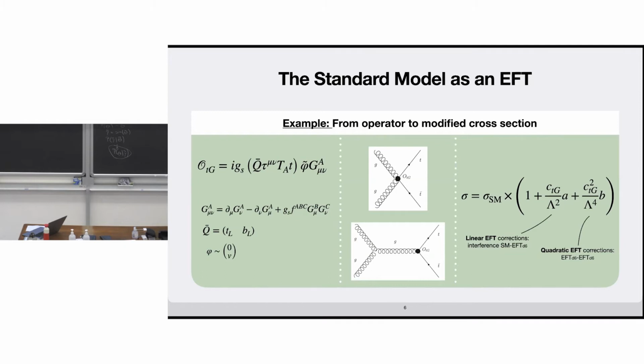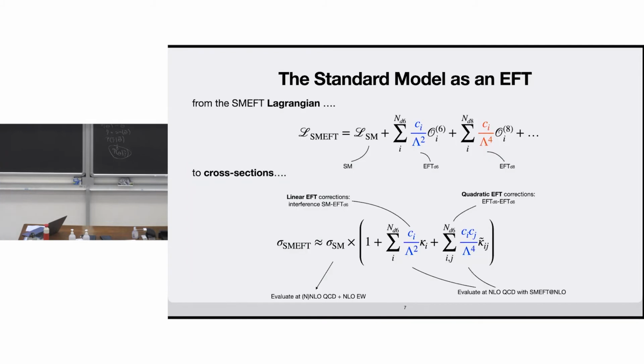So this introduces modifications to the SM. The Lagrangian changes, and because of that, the cross-section also changes. You get two contributions: the linear term, the interference between the SM and the EFT, and then if you take the pure EFT correction, you get a squared contribution, which is this last one. So fully generically, you can write it this way.